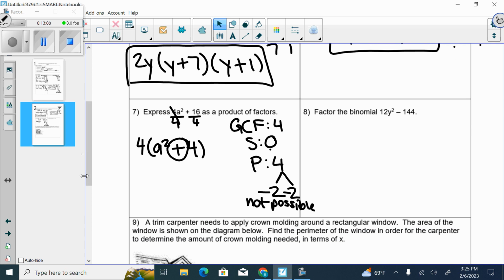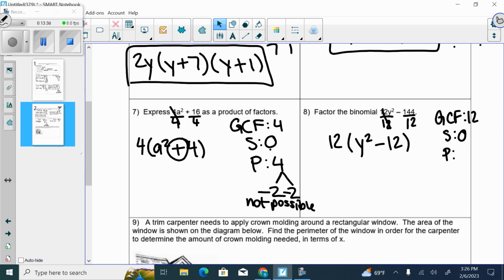Number 8. What am I looking for? Good. What is my GCF? 12. Good. All right, so I divide by 12. So I got y squared minus, what's 144 divided by 12? 12. Okay, so what's my sum? Right? And what's my product?